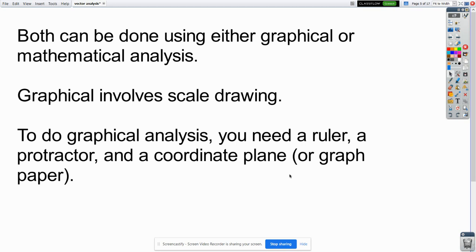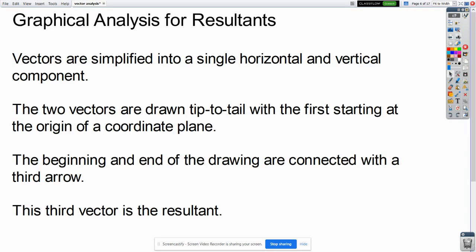And we're going to do it because you should be able to do this. It's part of standards in high school physics. But honestly, once you learn the mathematical method, you'll never go back to doing things graphically again. It's just much quicker, much easier, and gives you much more accurate results.